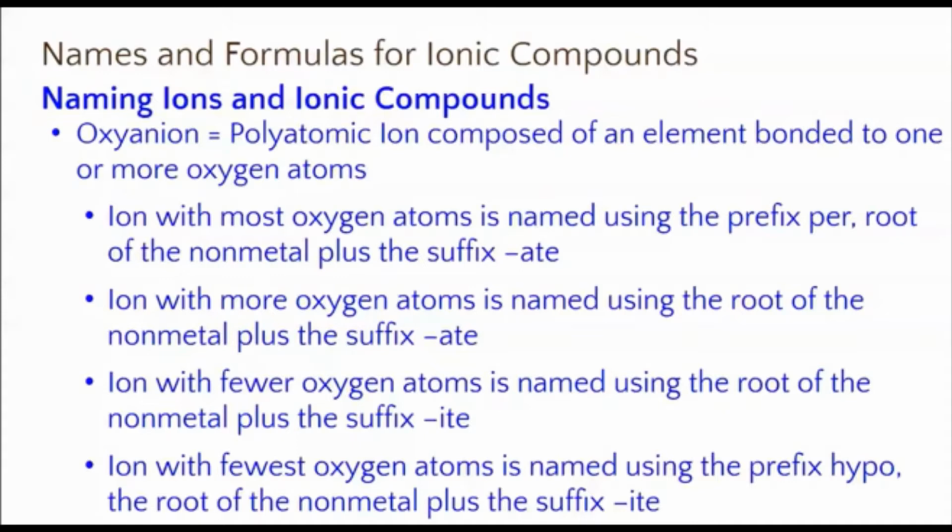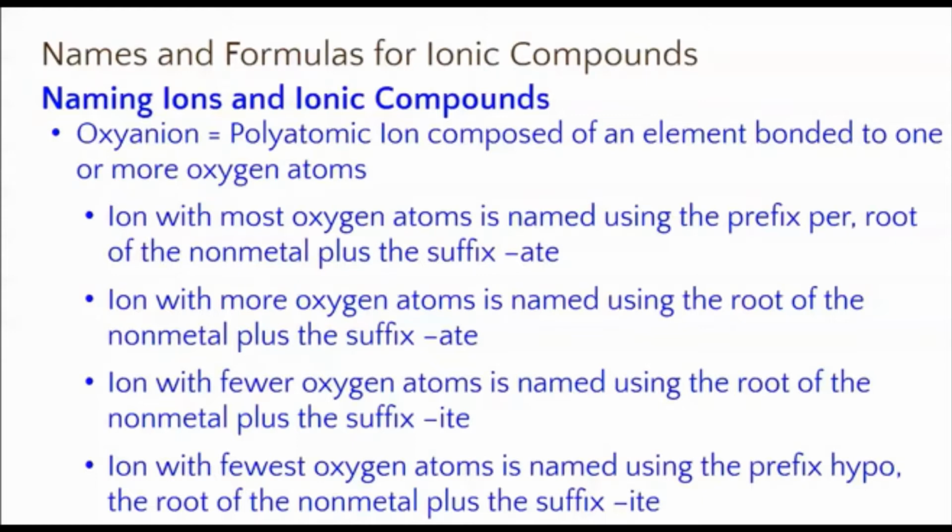Now, when we're looking at groups of atoms, like your chlors or your bromes or your sulfs or your carbs, when they all have the same element, you change the name based on the amount of oxygen. The ion with the most oxygen atoms, you will use the prefix per and the suffix ate. The ion with fewer oxygen atoms just uses ate. Fewer oxygen atoms is ite, and fewest is hypo.